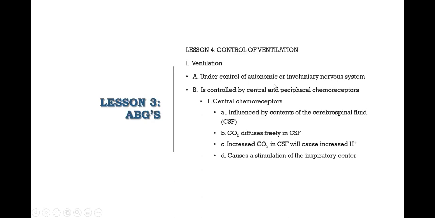Don't forget about the controls of ventilation. When we ventilate under the autonomic or involuntary nervous system, we have our chemoreceptors. This is what I need you to remember: central chemoreceptors and peripheral chemoreceptors. The central chemoreceptors respond to the level of carbon dioxide in the cerebral spinal fluid. If that CSF CO2 level is increased, the body will say, hey, you need to breathe some more. But if they are a COPD patient or a chronic retainer of CO2, a chronically hypercapnic patient, then they have smoked away their central chemoreceptor and they no longer live off that chemoreceptor.